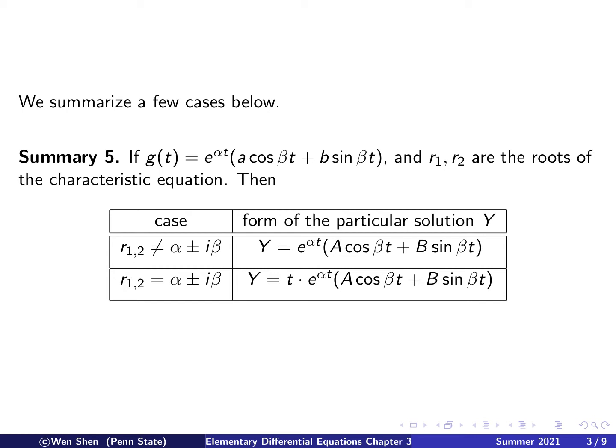Okay, the second case will be the case where the roots of the characteristic equation exactly match alpha plus minus i beta. Then we know it doesn't work because this form solves the homogeneous equation for any A and B. So what you do is take that form that doesn't work and multiply by t. Okay, so we have done this trick many times and it always works. Okay, so as I said, we do not provide examples here. We just summarize the result.